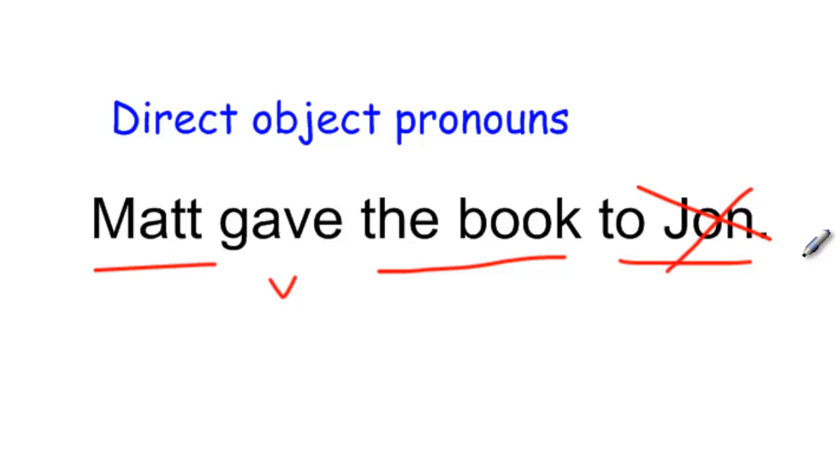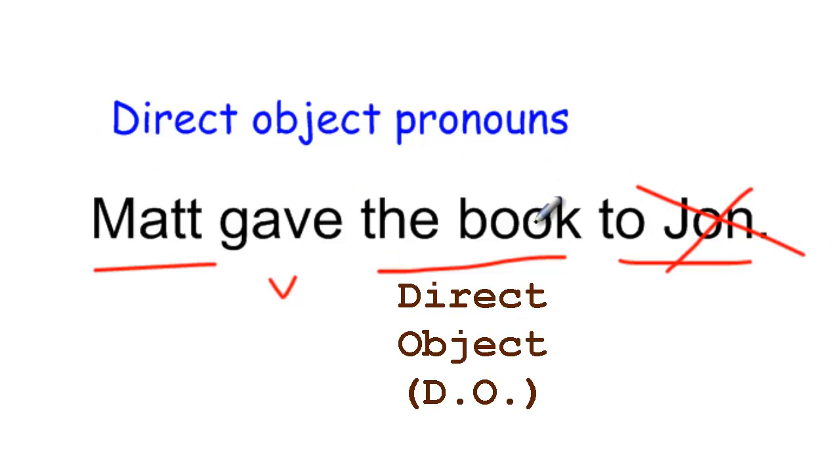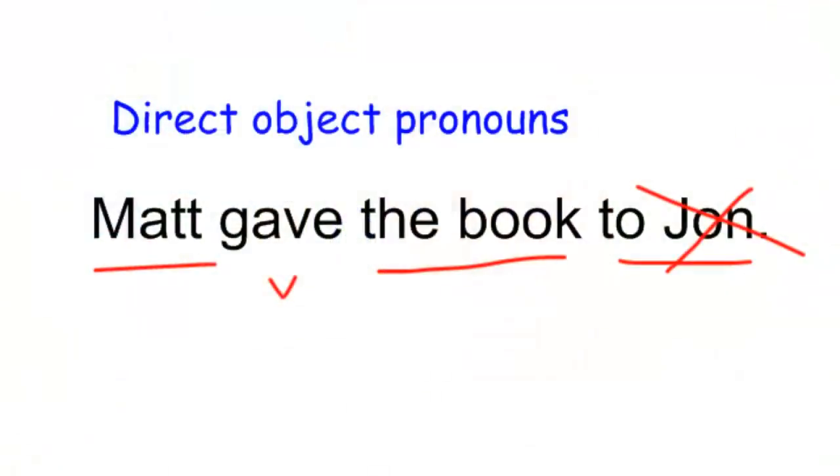Okay, so Matt gave the book. The book is being given. It is a direct object. And in this state, it's a noun. It's still just a noun. And we ask ourselves, well, what's a pronoun? How do we make it a direct object pronoun? Well, you'll remember that canned response again from English class: pronouns replace nouns. So what would we replace the book with if we were to replace it with something? Well, probably with it. Matt gave it to John.